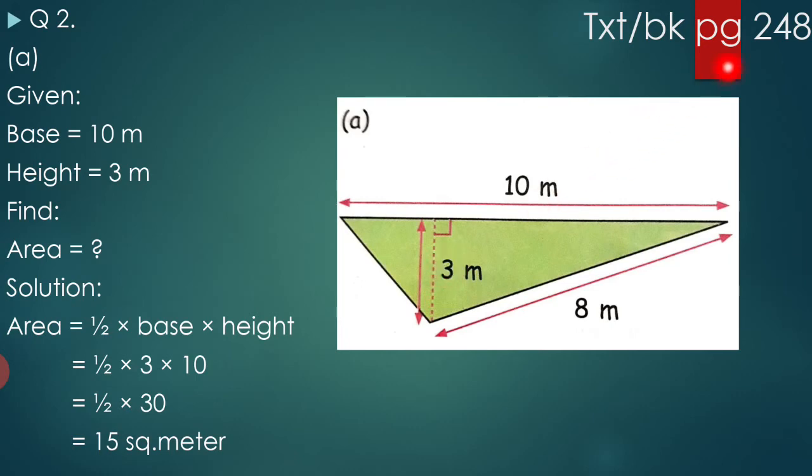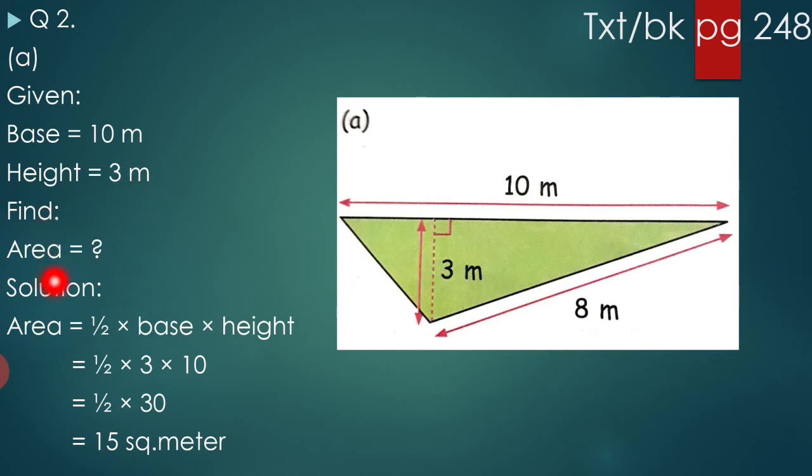Here is textbook page 248, students. Question number 2A part. What is given to you? Okay, the base is given as 10 meter. And can you take 8 meter to be the height? Yes, you are right. You can't take this 8 meter to be the height, because this is not in relation of perpendicular. So you have to take this 3 meter to be the height of this triangle.